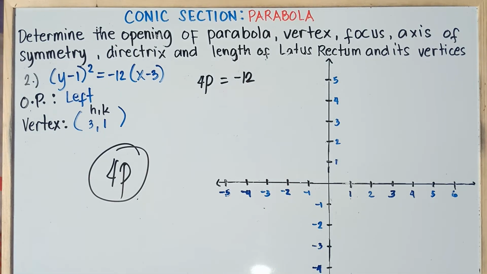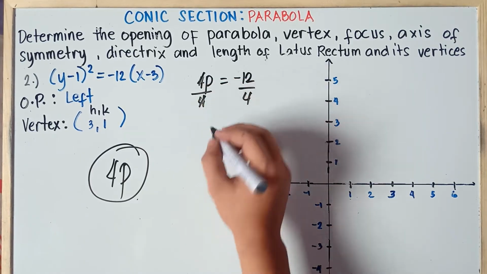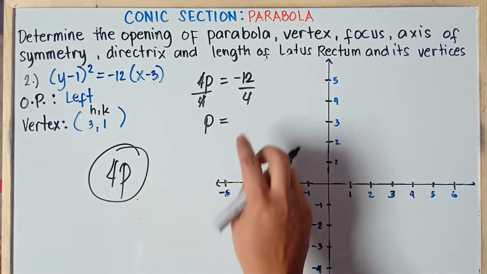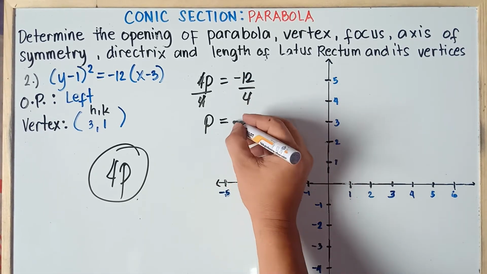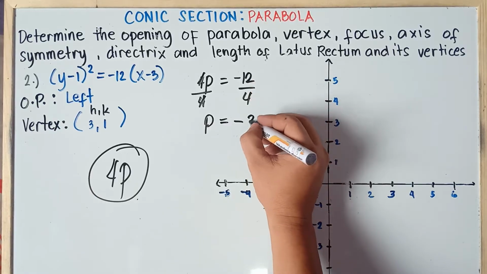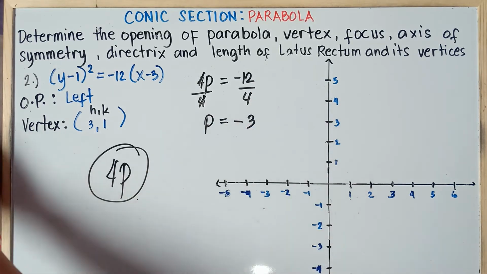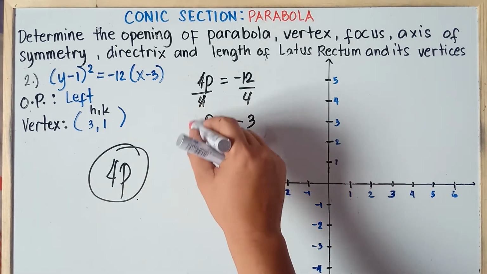Alright, and then to get the value of p, you divide both sides by 4 so that we can cancel this out. And the remaining equation will be only p equals negative 12 divided by 4. Negative divided by positive is negative. 12 divided by 4, that is 3. So therefore, our p is negative 3.